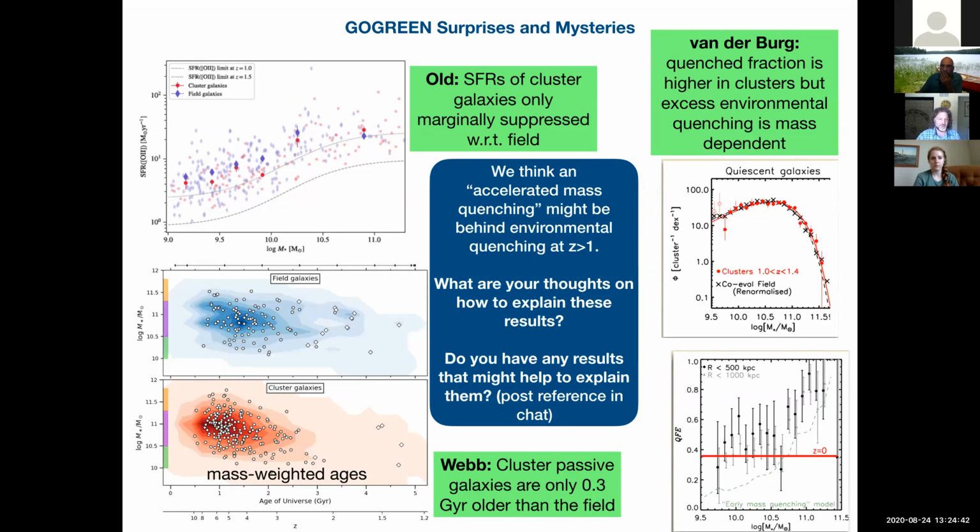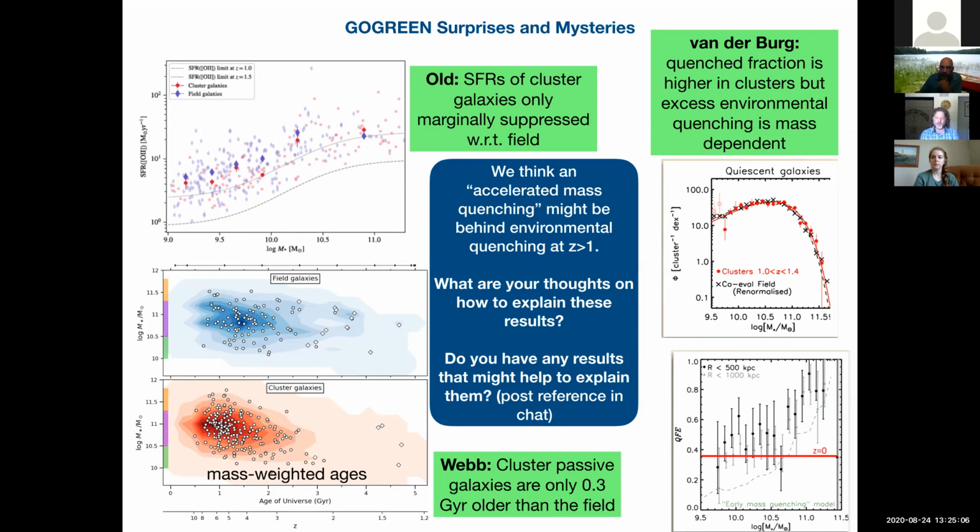That's up here in the upper left. We heard from Remco this result that the quenched fraction in clusters is significantly higher than the field, but that in contrast to the situation at lower redshift, the shapes of the quiescent galaxy mass functions are identical at very high precision and down to low stellar masses between the clusters and the field.